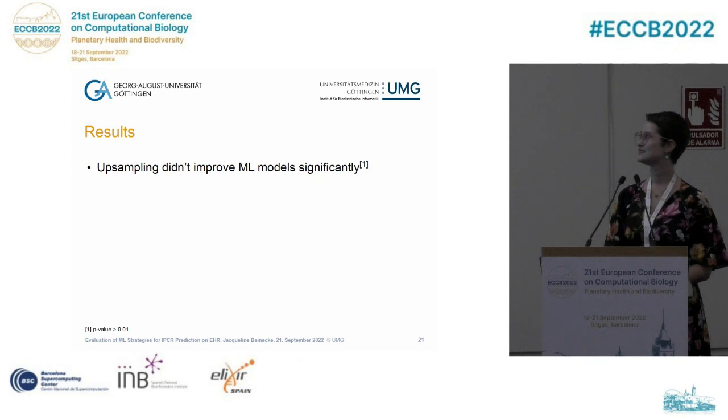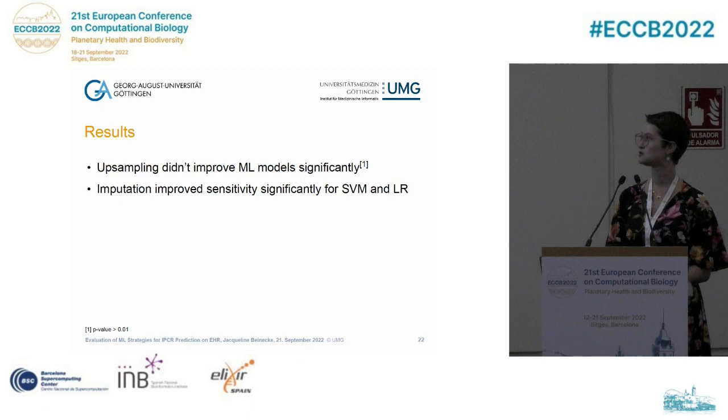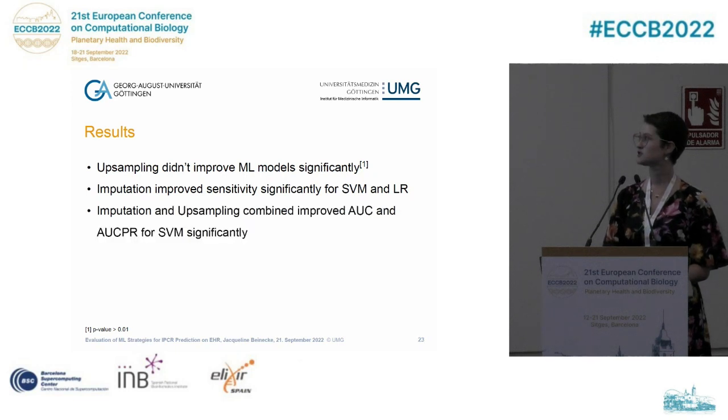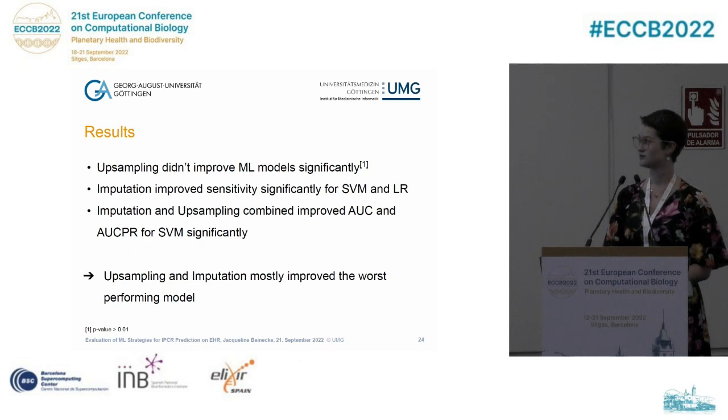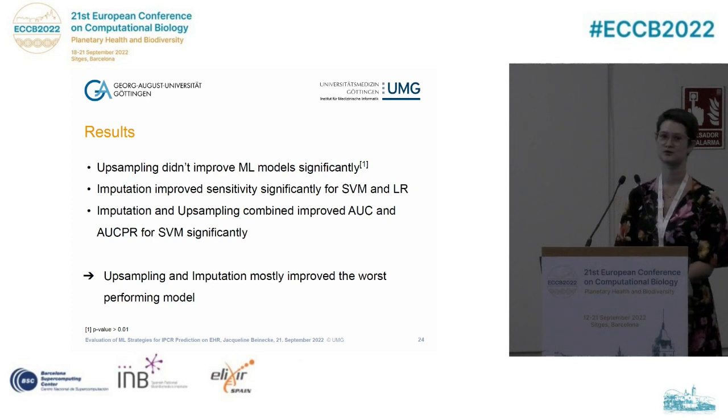In the end, the upsampling itself improved no model significantly, with a p-value larger than 0.01. The imputation only improved the sensitivity significantly for the support vector machine and logistic regression, and imputation and upsampling combined improved the AUC and AUC under the precision recall curve only for the support vector machine significantly. So the takeaway is, for our data, it didn't do much, it just improved the support vector machine, which was the worst performing model.